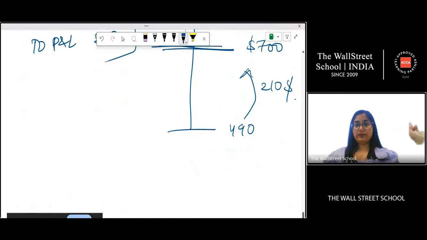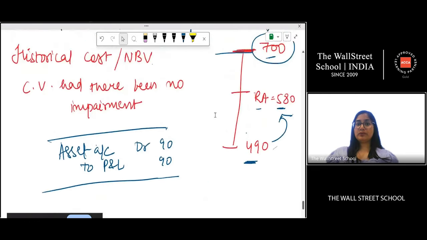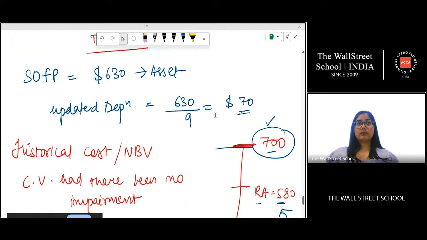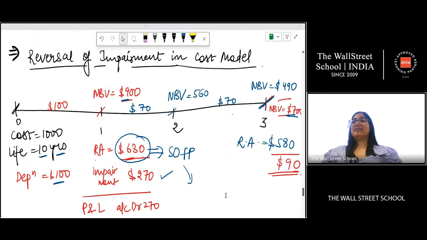This was it about this concept. Then we have another one. Have you all written or are you guys writing? Do you want me to scroll it up? It would have been better if you were writing.